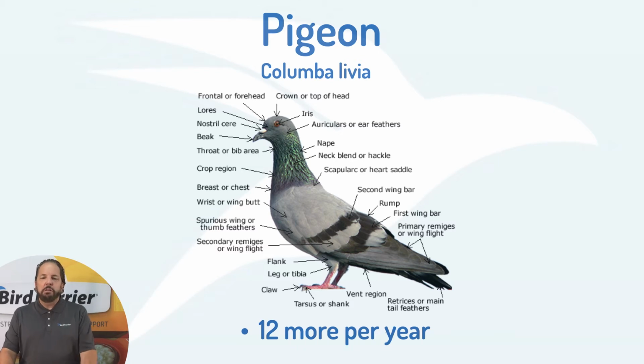Therefore, they're not protected. The main thing that you want to keep in mind with pigeons is that they'll reproduce up to 12 more birds per year from each mating pair. Therefore, we can see numbers turn and really become exponentially greater over time, and it only takes a couple seasons before we start to see that.